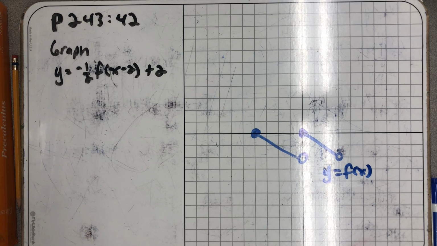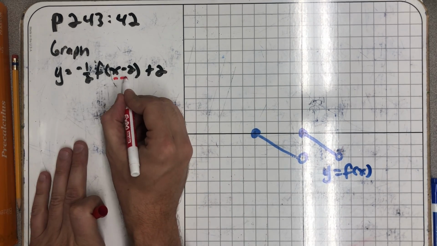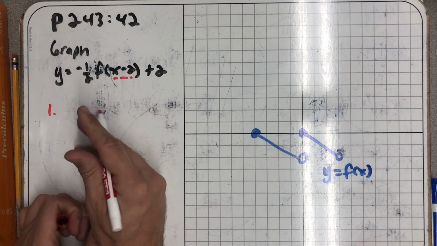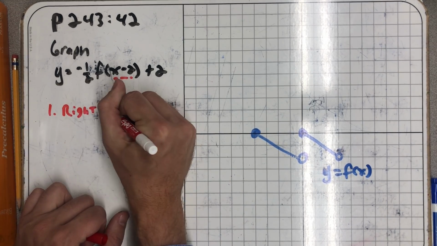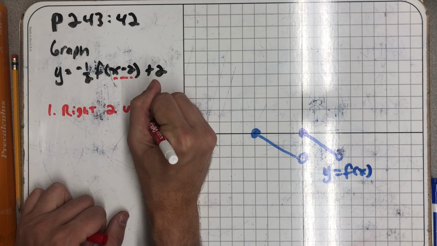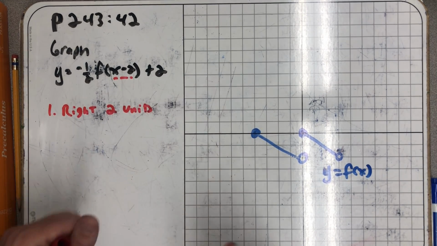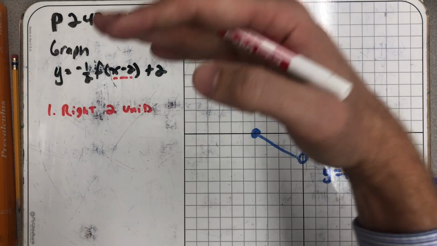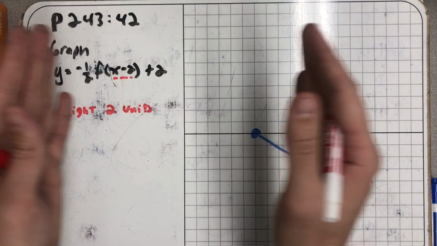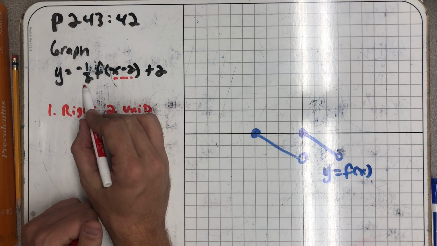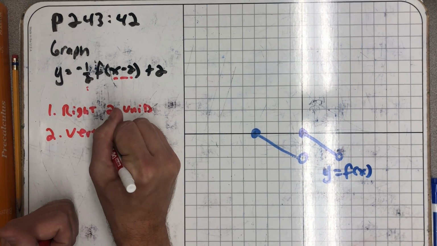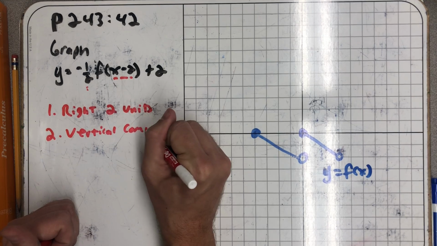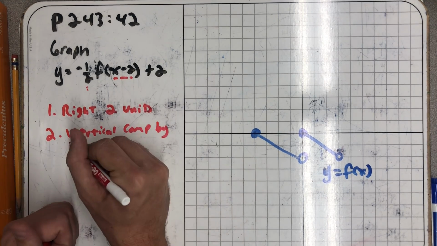And I know I'm supposed to start with horizontal shifts left and right. When I look in here, I see a horizontal shift to the right 2 units. Next, I'm supposed to do any shrinking or stretching in either the vertical or horizontal directions. A 1/2 out front here tells me that I have a vertical compression by a factor of 2.